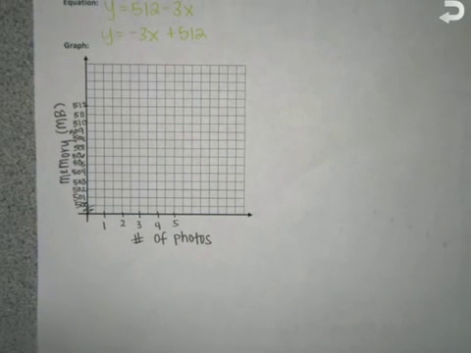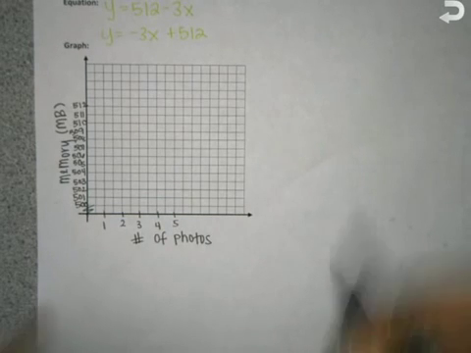Okay, is this graph going to be discrete or continuous? No, continuous. Yeah, you can't take half. Alex, will you say that nice and loud for us? You can't take half a photo. You can't take half a photo, so it has to be discrete, right?